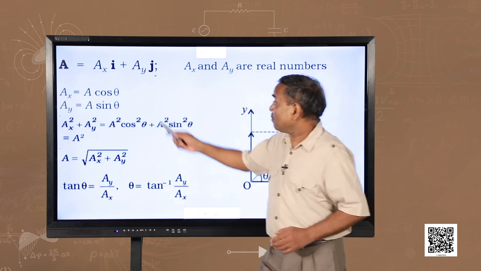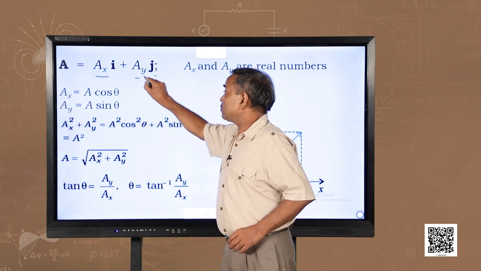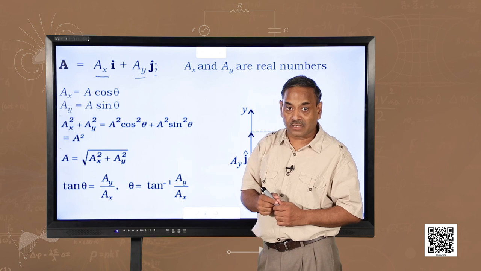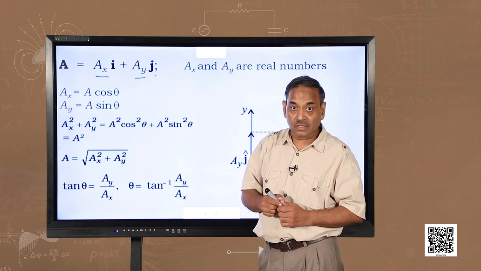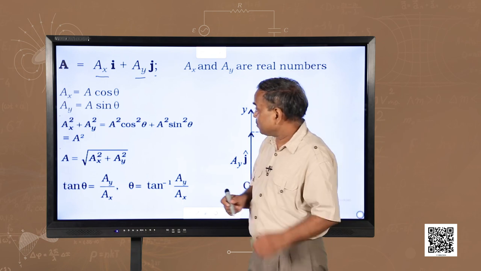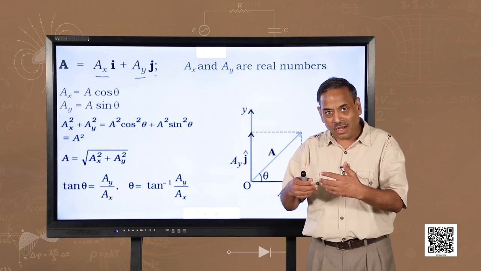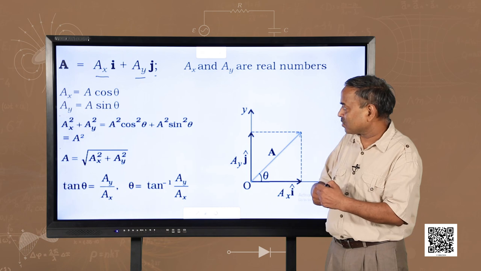And remember, these are just numbers. These are just real numbers because I have written them in italics. This is just a notation, the convention of writing, that these italics are just real numbers. Don't worry. So here, by simple trigonometric functions, I am sure that you have seen the trigonometric functions.